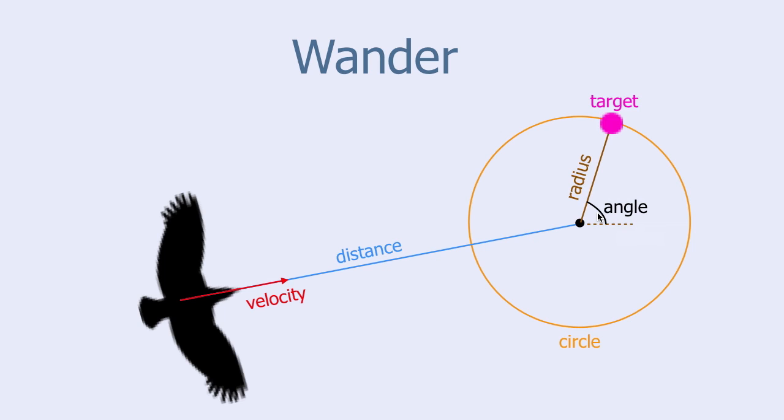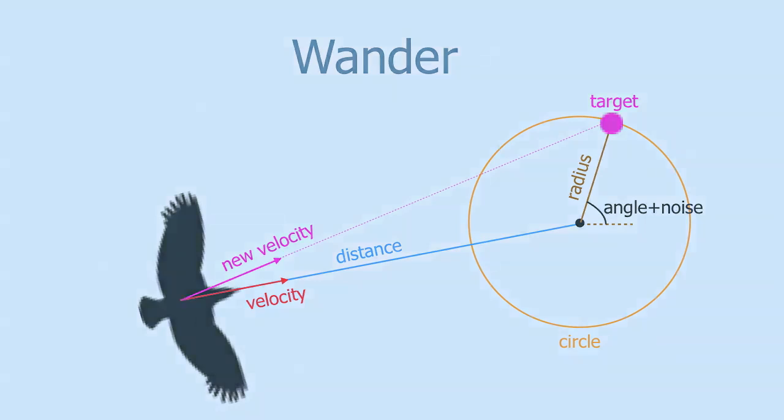The idea is to let the bird steer toward the target point, which will give a new velocity. Adding noise to the angle will make the target point move erratically along the perimeter of the circle. And if we are lucky, that will produce the wandering movement for the bird. Let's go to Xcode and see how this is done.